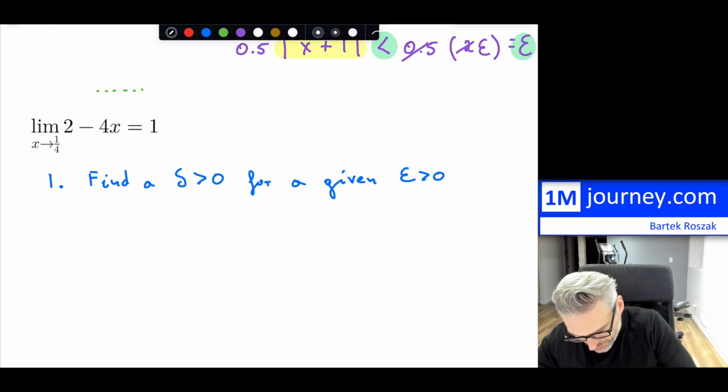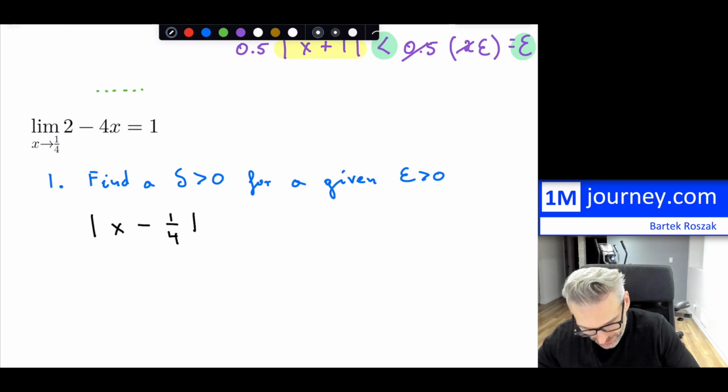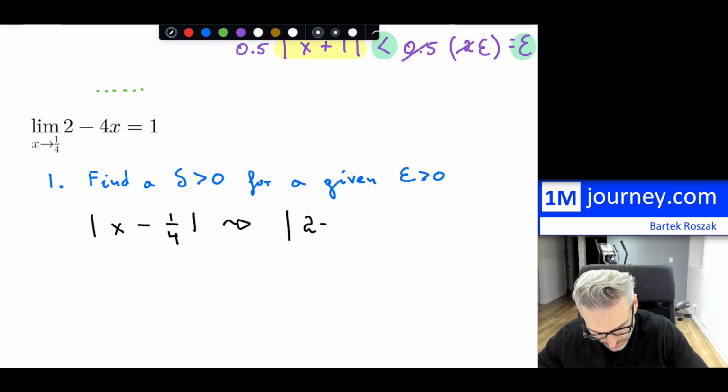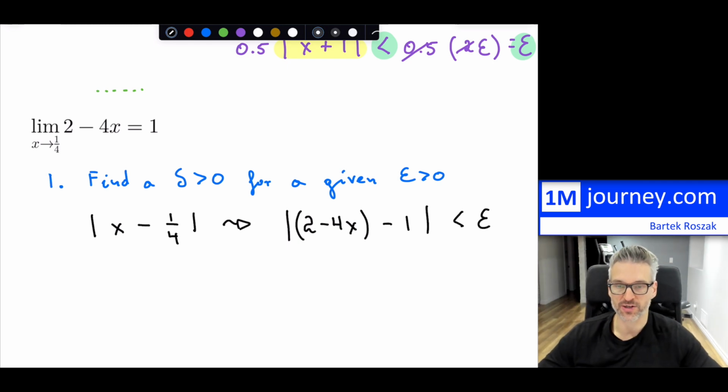So what do we have? We want to do again an establishment, making a connection in between. So in this case, it's going to be x minus a quarter. All right. So that's what we have in there. And the connection has to be made with f of x. Now notice in this case, it's 2 minus 4x. That's your f of x right there. I'll put it in brackets. And then minus 1. That is your limit that we're looking for. This is supposed to be less than epsilon that we're trying to make the connection with.